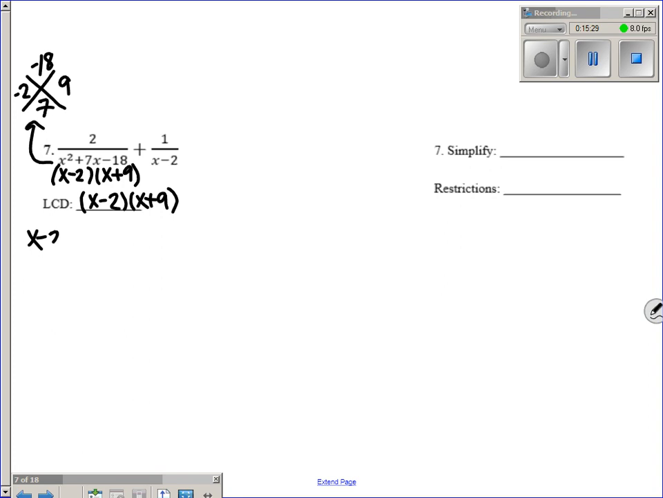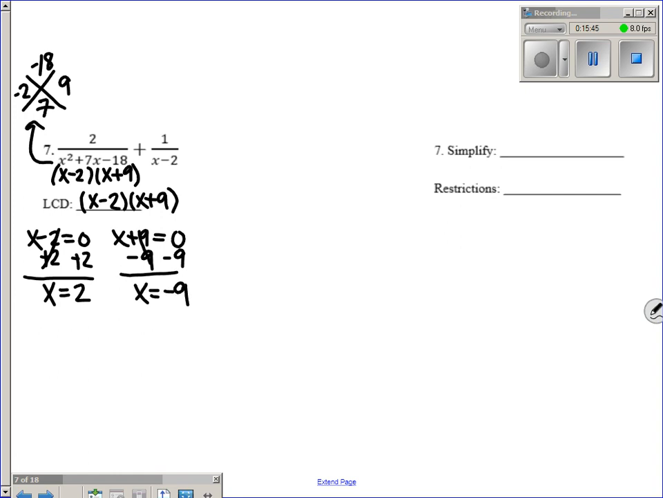And if we set both of these equal to 0 to find our restrictions, here we would have to add 2 to get x equals positive 2, and here we would have to subtract 9 to get x equals negative 9. So this is what x cannot equal in our denominator. Because if you plug those numbers into the denominator, you're going to divide by 0. And you cannot divide by 0. Reason why? Because it would become undefined. It is an error.